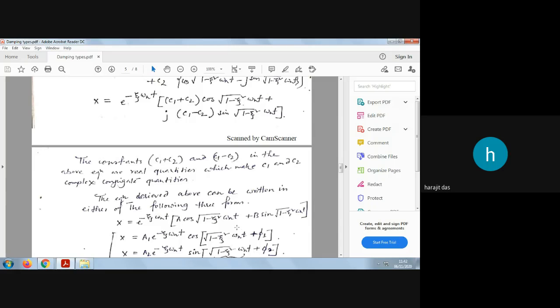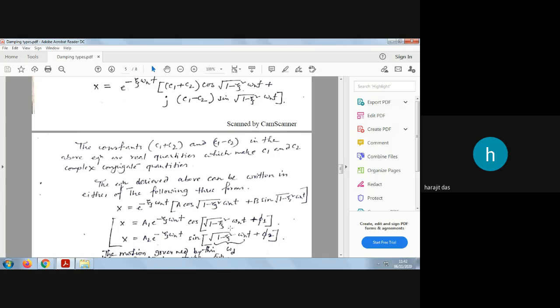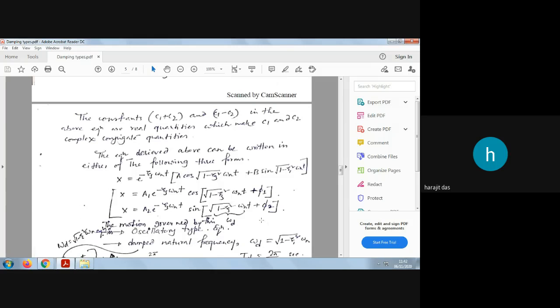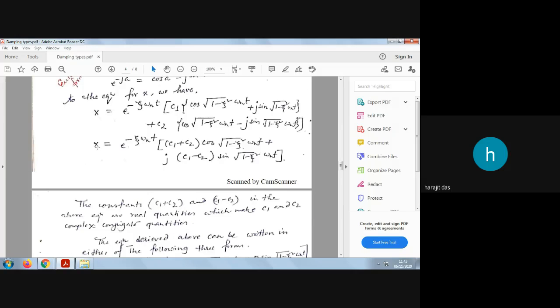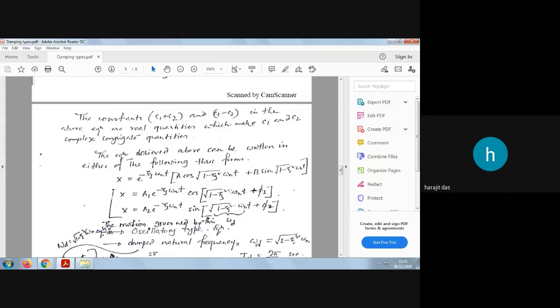The other solution may be written this way. So x equals a1 e to the power minus zeta omega n t cos of under root 1 minus zeta square omega n t plus phi 1. Here phi 1 means, after simplification, they have merged a few terms into phi 1. If you solve this, as I have told you, after differentiating and putting the initial conditions, you will get this type of expression.